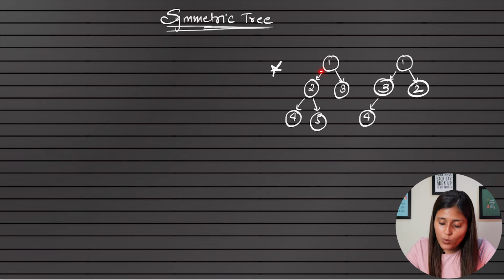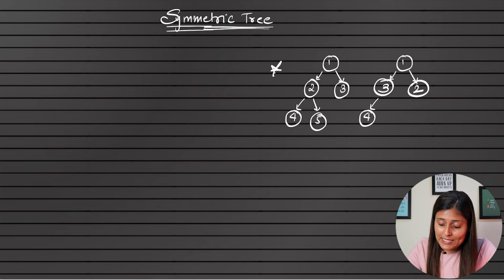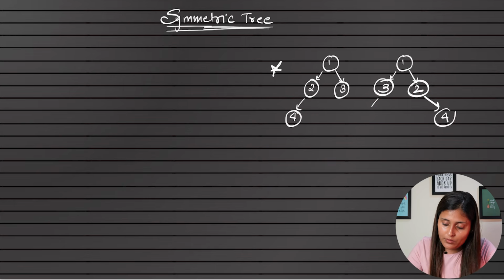Now we can say yes, 1 dot left and 1 dot right matches. 1 dot right and 1 dot left matches, yes. Now for this case 2 dot left is 4, but 2 dot right is not 4. So now we can return false. But if you want the exact symmetric tree, this is how it will look like.